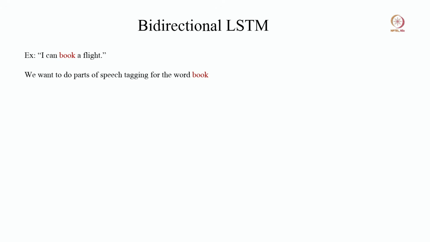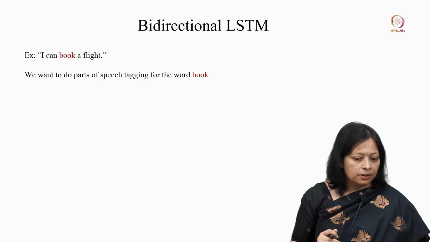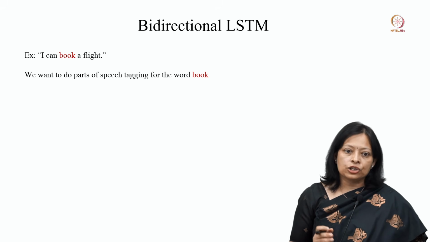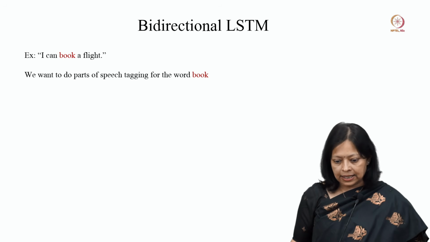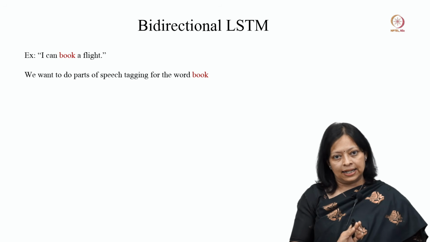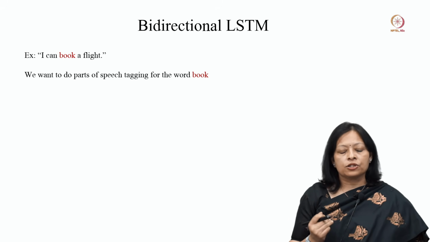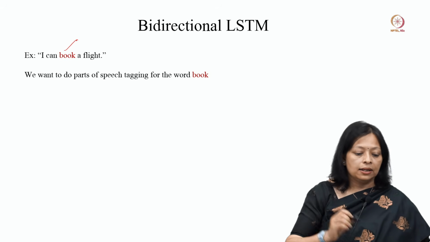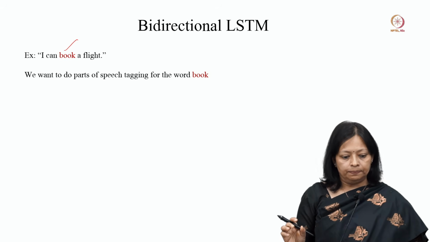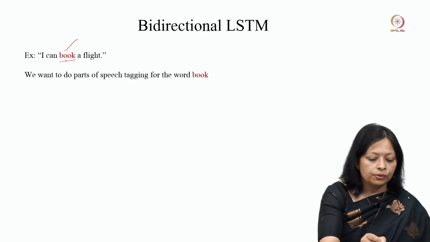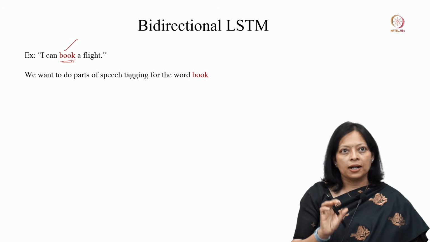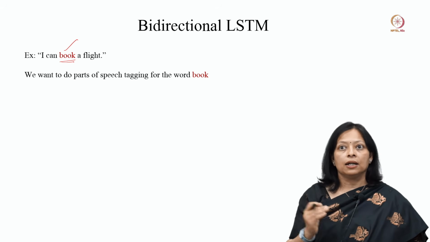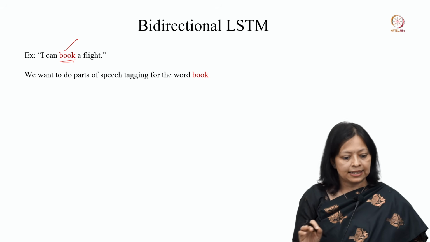Okay. Now we will look into another very interesting concept, which is called the bidirectional LSTM. From the name itself we can see that it goes in both directions. Now, why we require this and what the architecture is, we will see. First, let us take this example: I can book a flight. I want to see what the part of speech of the term book is. This book can be a normal reading book as well as it can be booking a flight. Both things can be there.